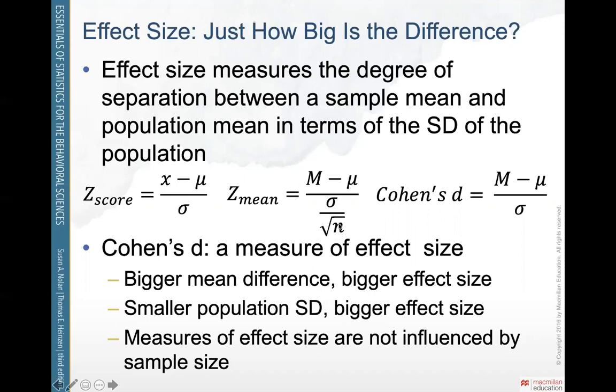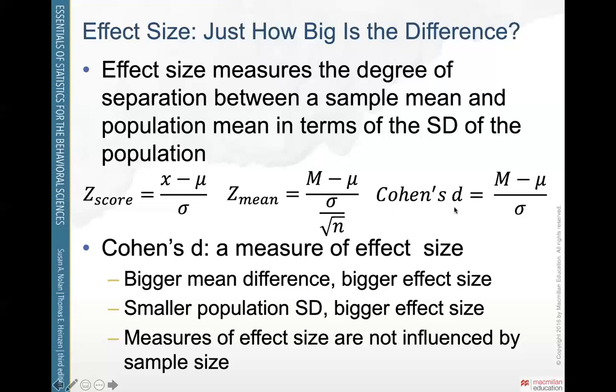However, as the sample size gets bigger, as n gets bigger, the size of the standard error gets smaller. Because the standard error is the denominator, as it gets smaller, the overall magnitude of Z-mean gets bigger. So as sample size gets bigger, standard error gets smaller, which causes the overall magnitude of Z-mean to get bigger.